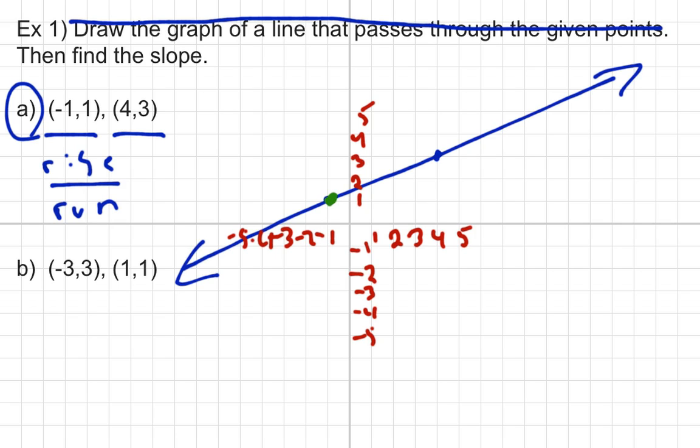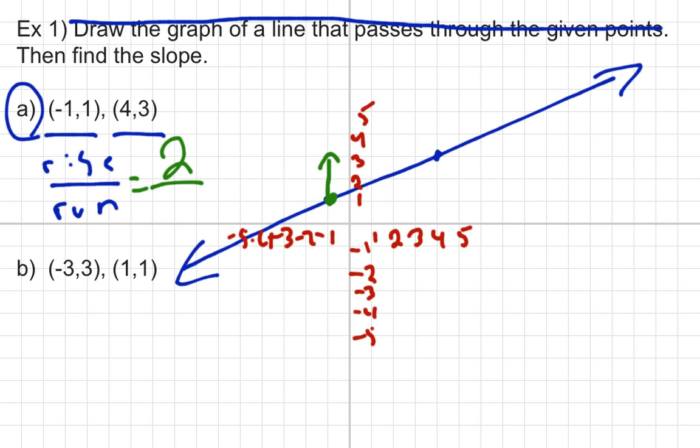So I'm using the grid lines as roads to get from one point to the next. And I have to go up 1, 2 streets there. So I'm going up 2, and because I'm going up and positive numbers go up, that means my rise is 2. Okay? Now I have to turn to get over to the other point.